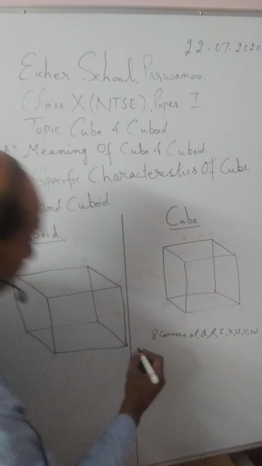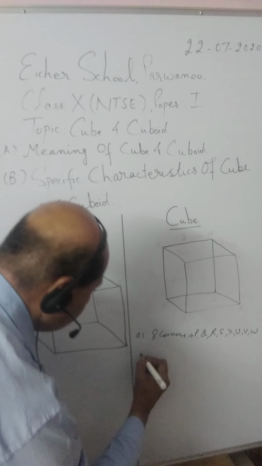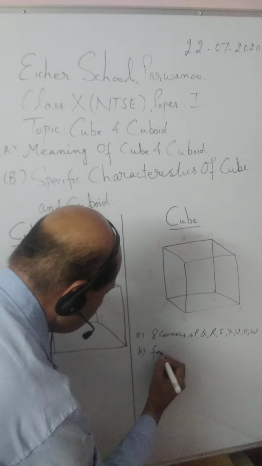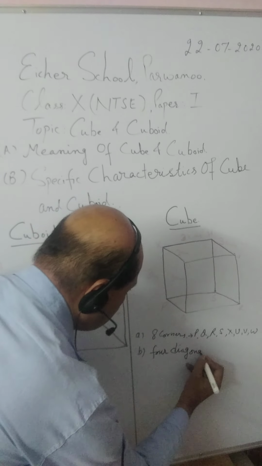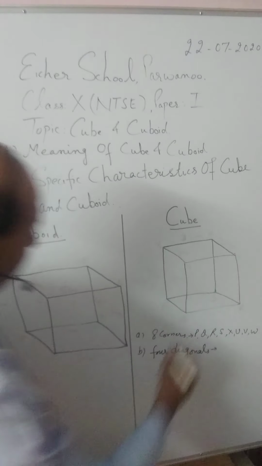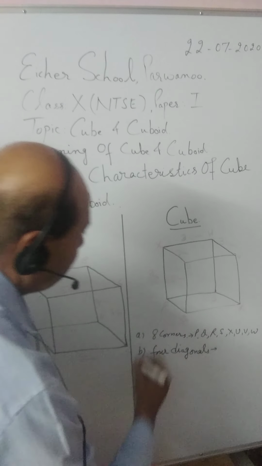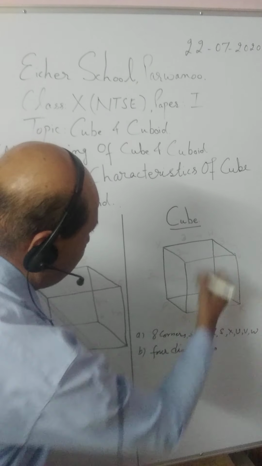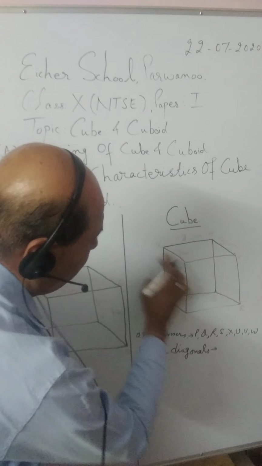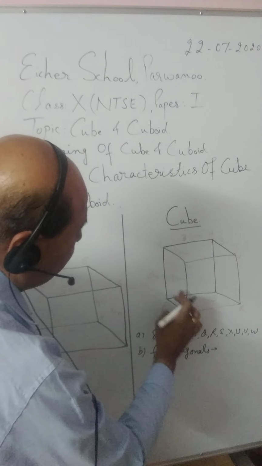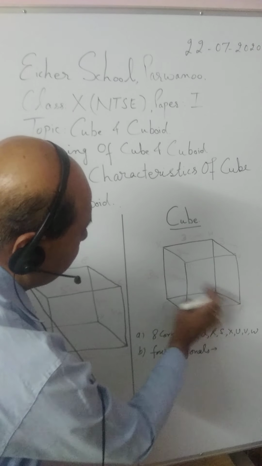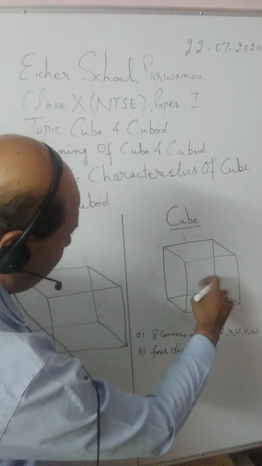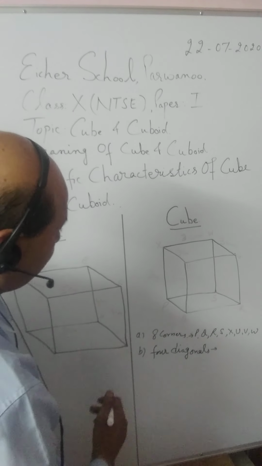It has 4 diagonals. And if we see in the diagram, this will be from P to W, thereafter X to R, then we have S to U, and similarly we have one more. These are 4 diagonals.